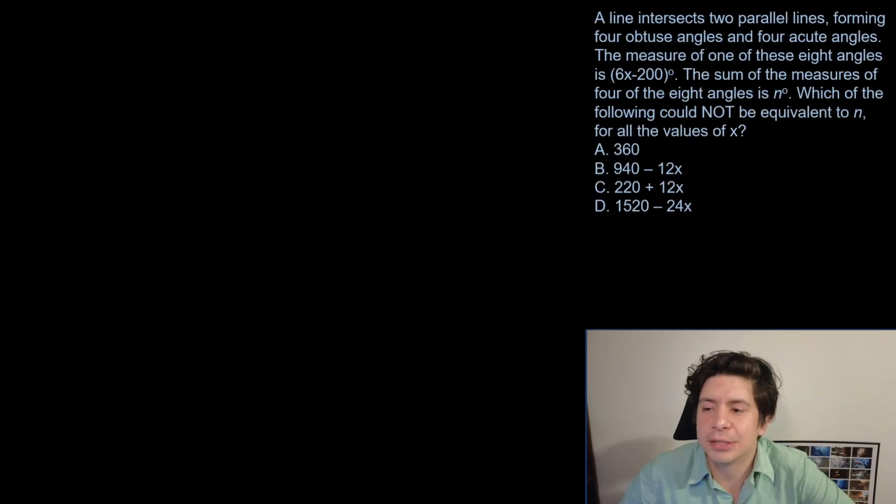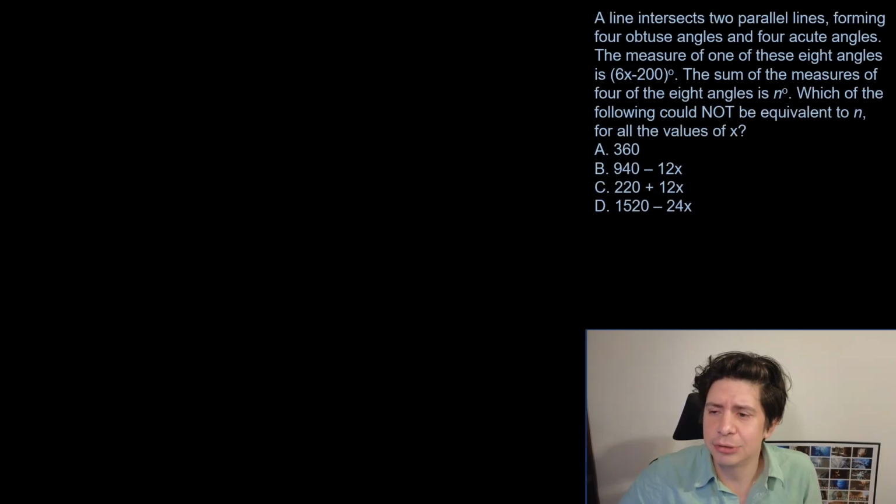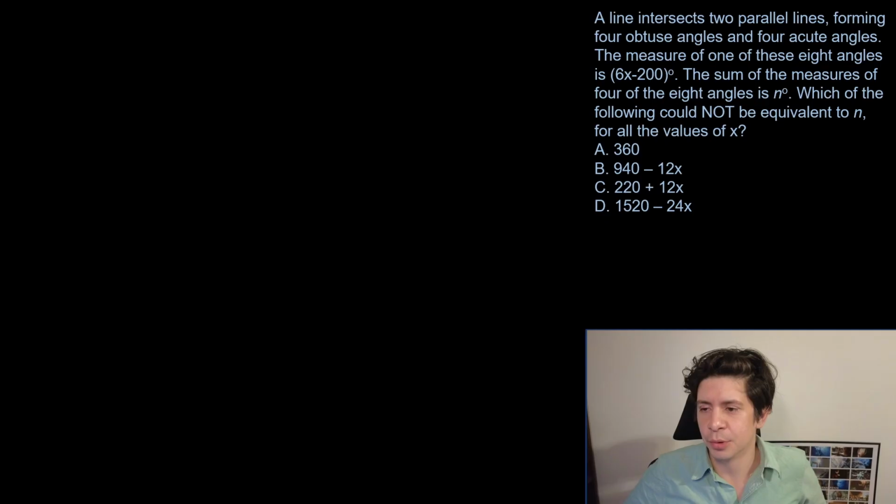A line intersects two parallel lines, forming four obtuse angles and four acute angles. The measure of one of these 8 angles is 6x minus 200. The sum of the measures of 4 of the 8 angles is n. Which of the following could not be equivalent to n for all values of x?